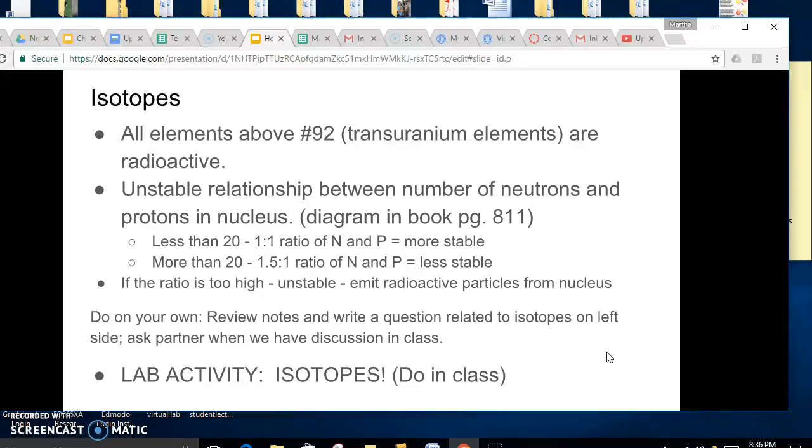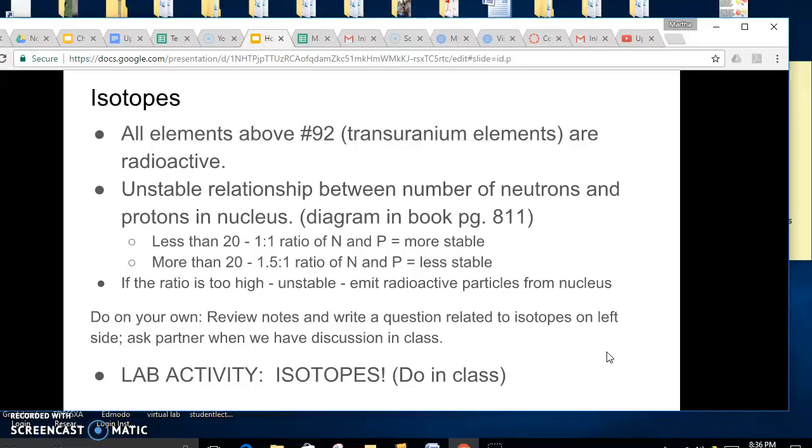A little bit more about isotopes. All elements above 92 are called the transuranium elements because they come after uranium on the periodic table. They are radioactive by nature. There's an unstable relationship between the number of neutrons and protons in the nucleus. There's a diagram we're going to look at in your textbook. But that is what makes something radioactive, this unstable relationship or the unstable number.